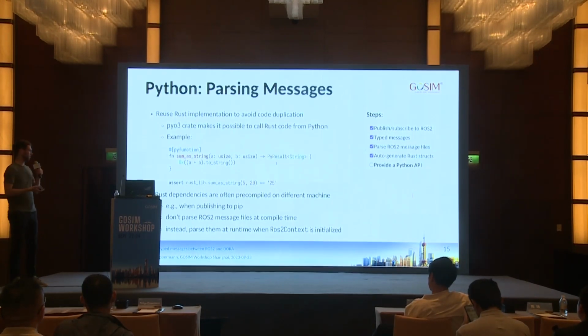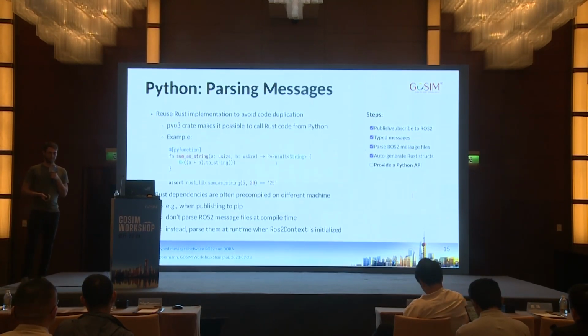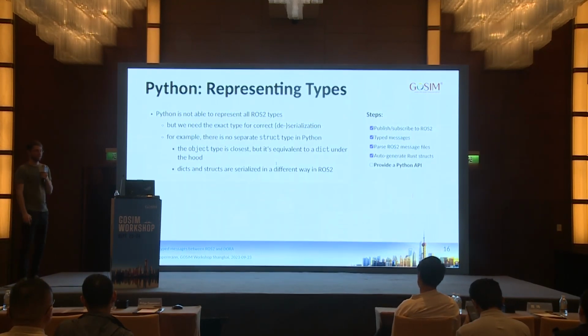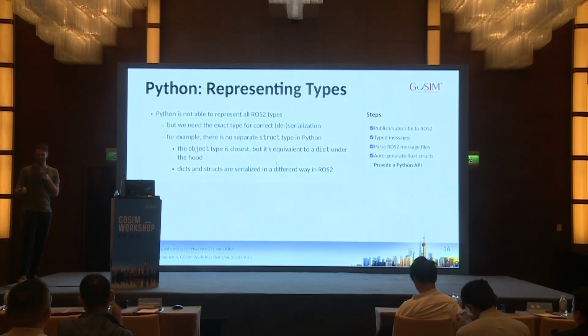So in this case, we need to modify the behavior a bit and do the parsing at runtime, at the point where the ROS2 context is initialized. The second challenge about Python is that the Python type system is quite limited, so we're not able to represent all types that ROS2 supports. And this is a challenge because we need to know the exact type and use the correct type to serialize and deserialize correctly.